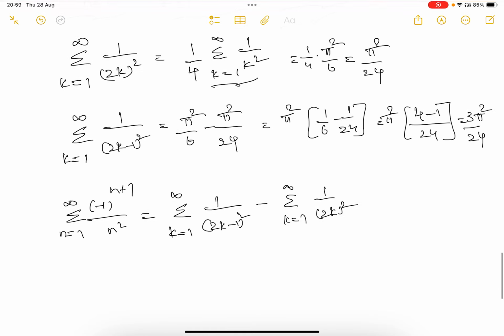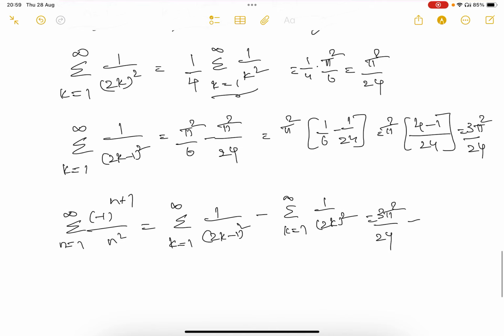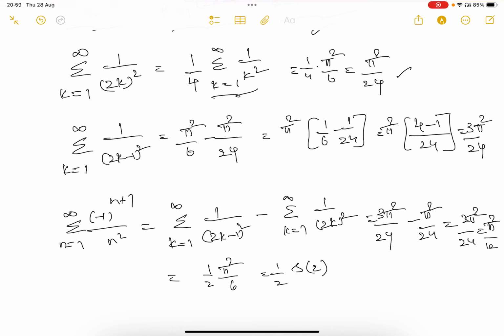For the odd number case, we figured out that it is 3 pi square by 24 minus, for the even case, summation 1 by (2k) square, which is pi square by 24. This is 3 pi square minus pi square is 2 pi square by 24, which is pi square by 12. Pi square by 12 can be written as 1 by 2 into pi square by 6, which is again half times the Riemann zeta function of 2.